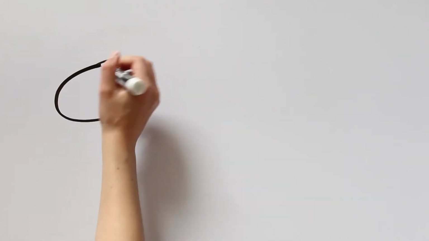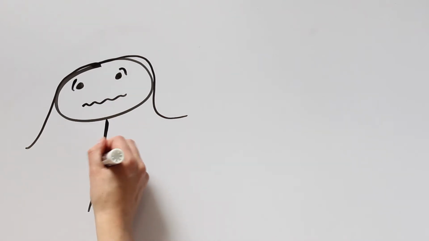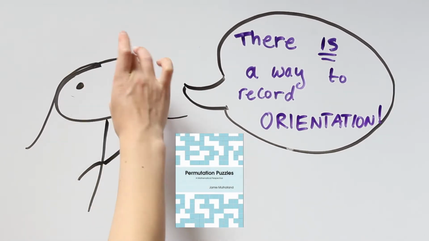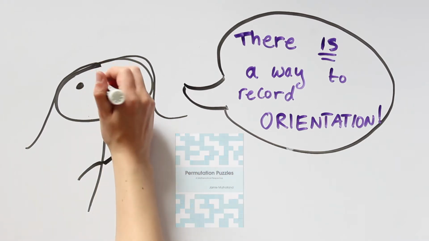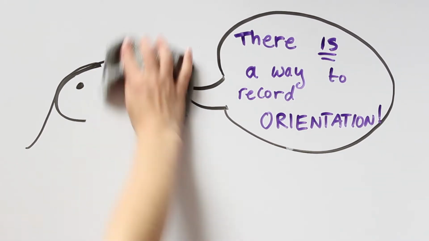Note that this is a pretty detailed idea, and one which is not well suited for video presentation. So if you're interested in understanding this construction completely, I suggest that you reference the book I've linked down below. For our purposes though, we can accept that there is a way to record the orientation of each piece on the cube.